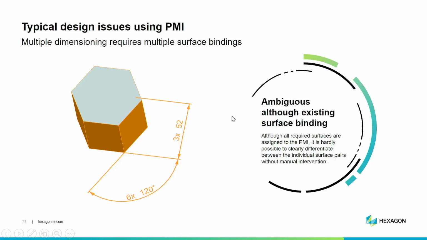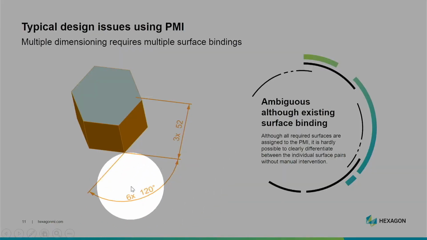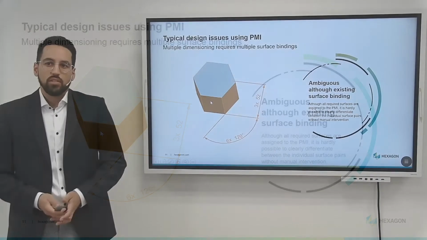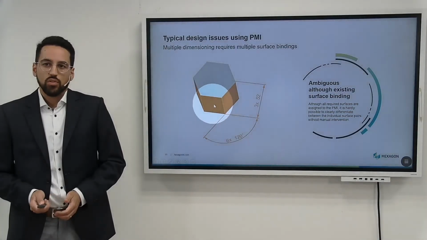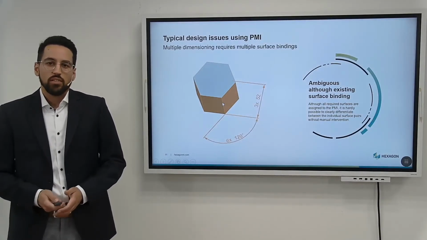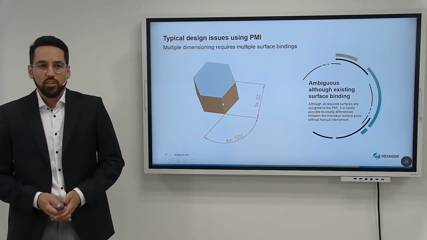Then life would be too easy if we attach all the surfaces to our PMIs and everything will be fine. In this example, we are ambiguous regarding the existing surface binding. For example, like here, the 6 times 120 degree is attached to all the 6 surfaces of this body. But now we are missing the semantic information of which 2 surfaces belong together to form the angle. So in cases like this, we have to make our specifications separately.